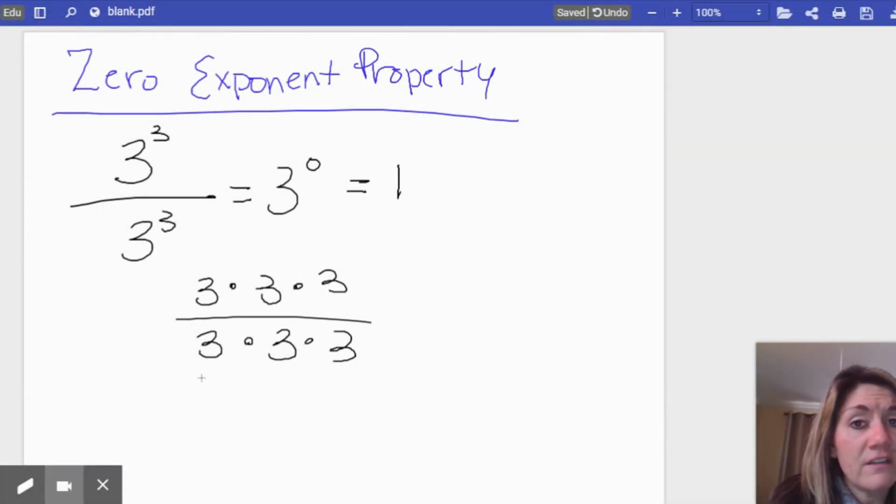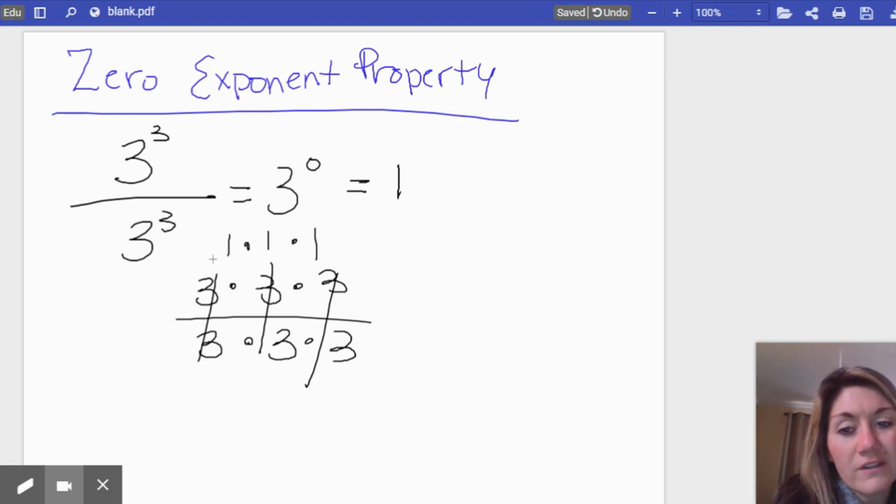Well, whenever I divide a number by itself, that is equal to 1, which is why it always cancels out, because when you multiply 1 by anything, you just get that thing. So 3 divided by 3 is 1, 3 divided by 3 is 1, 3 divided by 3 is 1. So when I multiply this all together, I get 1.